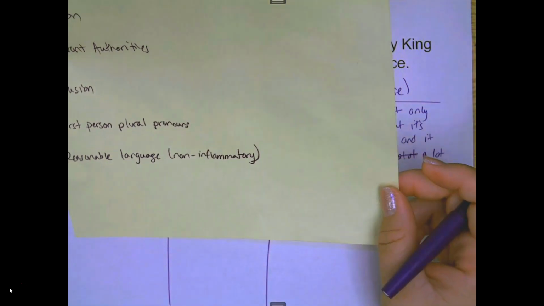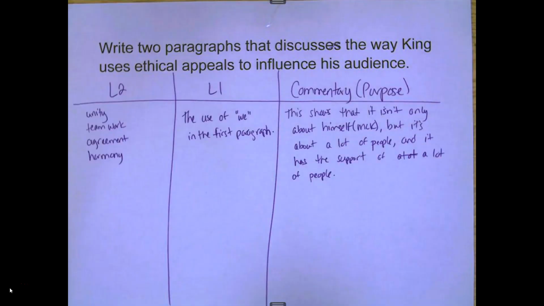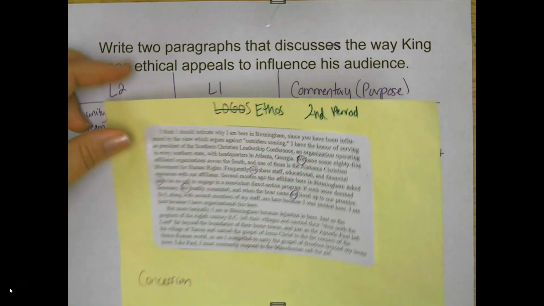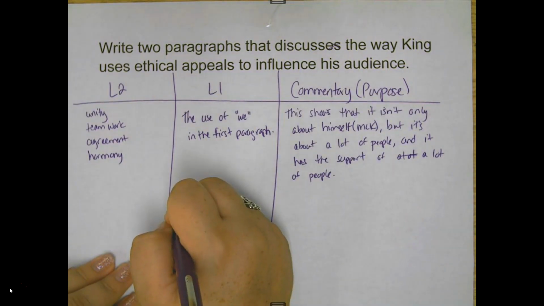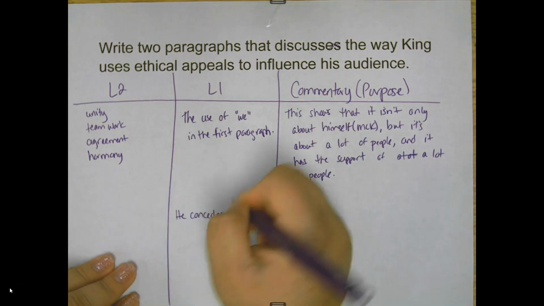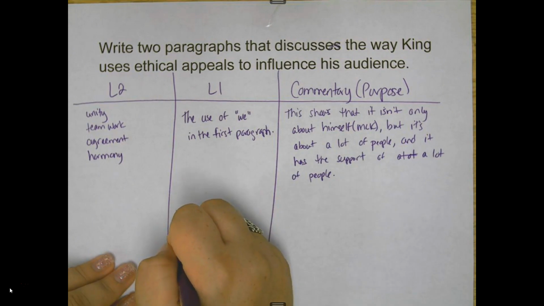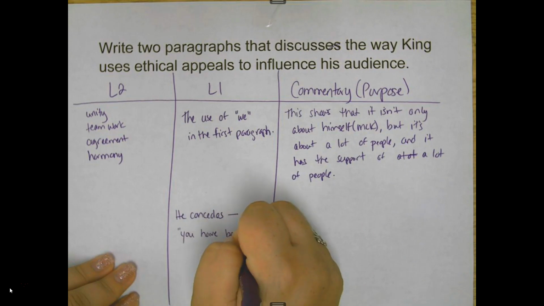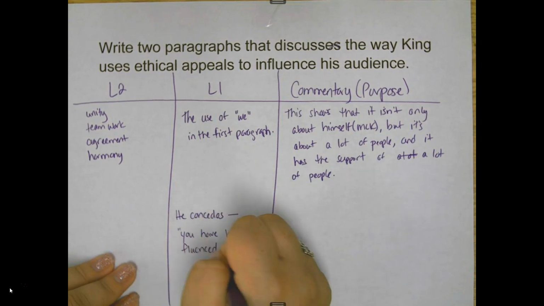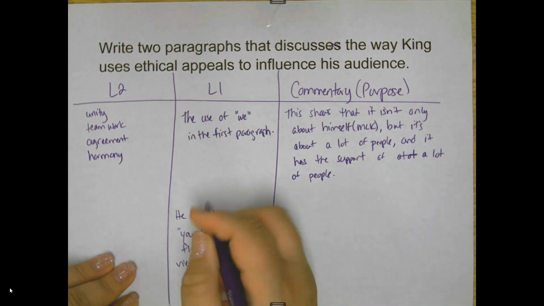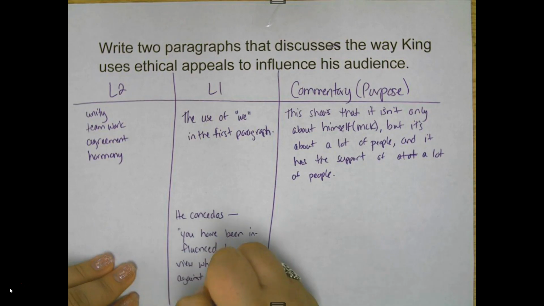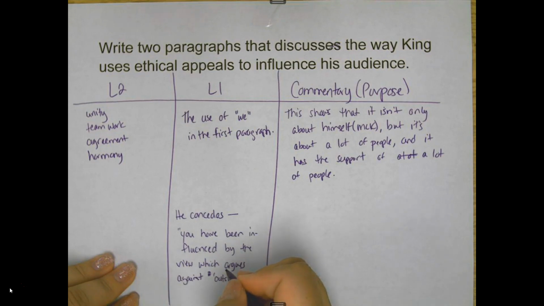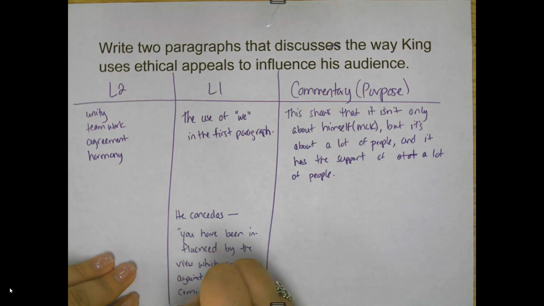He uses, let's go with, concession. So the concession that he uses is, "Since you have been influenced by the view which argues against outsiders coming." All right, so he concedes, "you have been influenced by the view which argues against, one because it's inside, outsiders coming." And I double quote to end it.